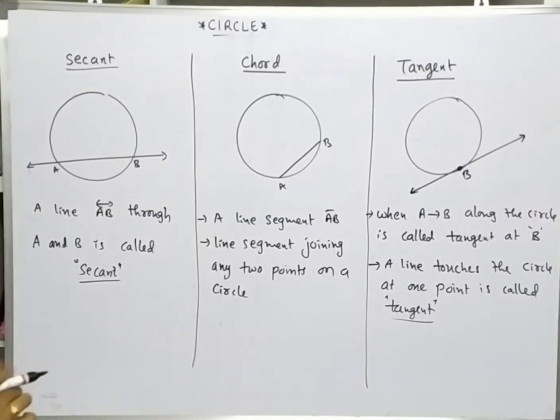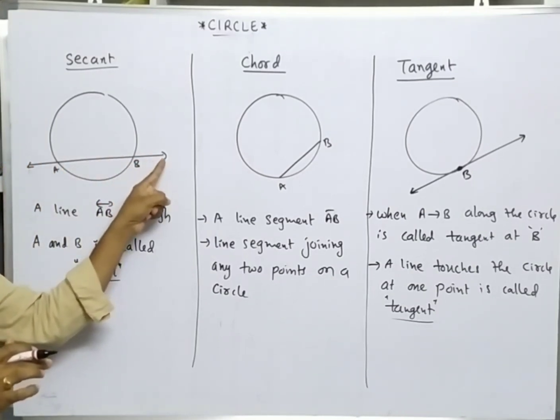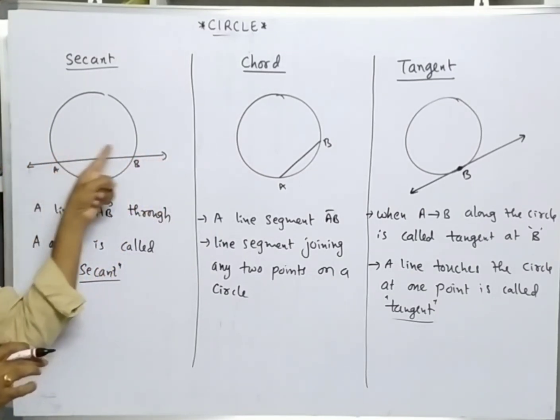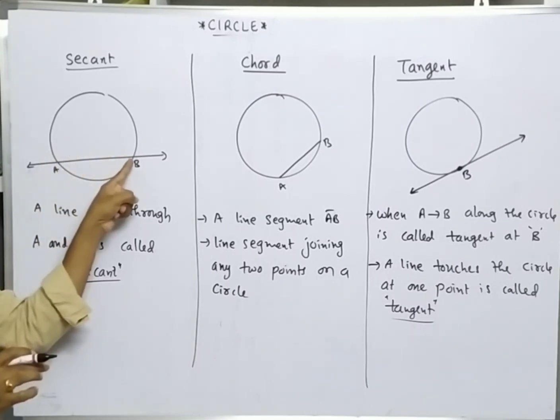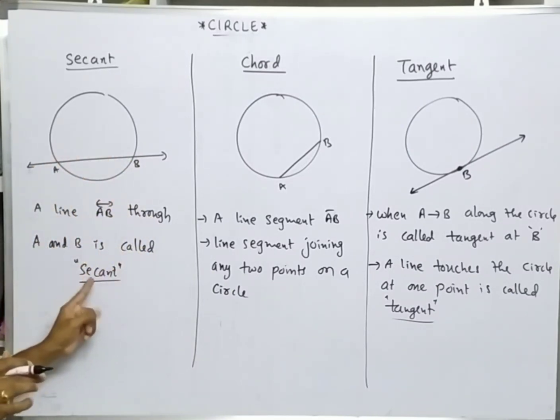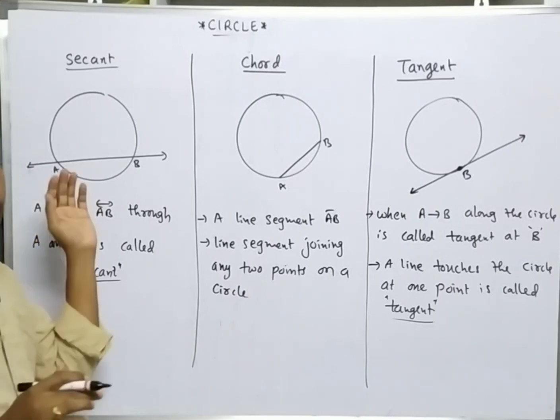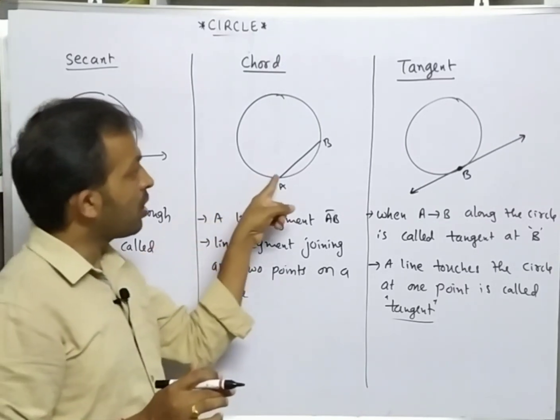Secant to the circle. Here AB is a line which is intersecting the circle at 2 points. So the line AB through A and B is called a secant line to the circle. A line which cuts the circle at 2 points is called a secant line. So this is the line segment.